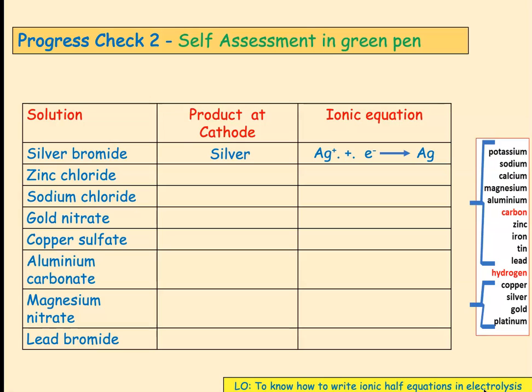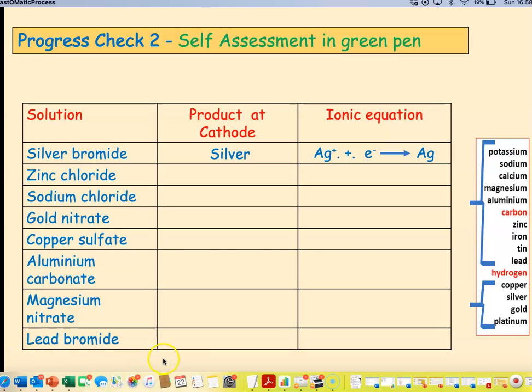Now what I want you to do is pause the video now, write down the expected product that you think will be made at the cathode, and write the ionic equation for the production of either the metal or hydrogen. So pause the video now and come back in a minute when you've done it.